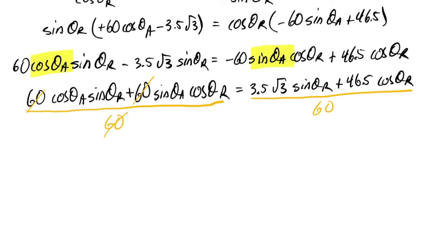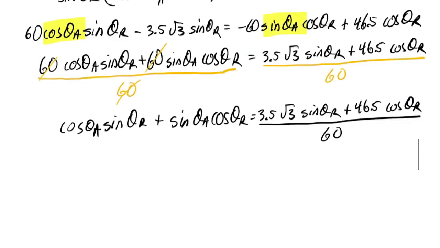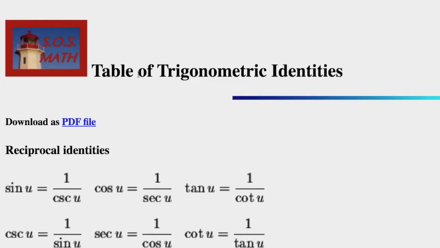Let's just get it done. So now we have cos theta A sine theta r plus sine theta A cos theta r equals all of this. And if you don't recognize it, I will highlight the important thing here. And I suppose you're all pretty excited to see what I just pulled up here. That's correct. The table of trigonometric identities.